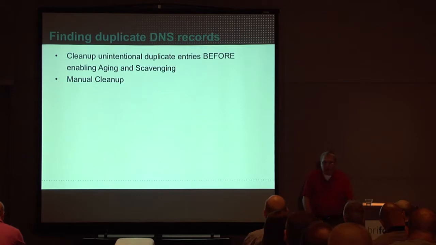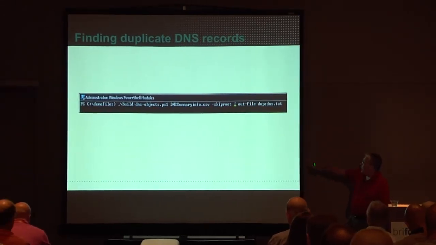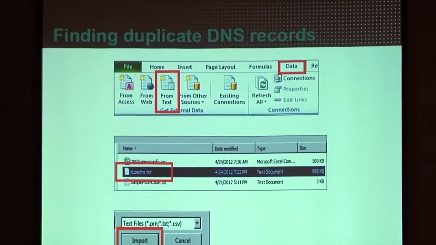There is a manual cleanup process. In the PDF, I've got my 21 steps on how you can manually clean it up, or you can use the sweet creamy goodness of PowerShell. My friend Michael B. Smith has written a really nice script that will go through and find all your duplicates for you. So I'm going to run his script. I'm going to output it to a file called dns.txt.